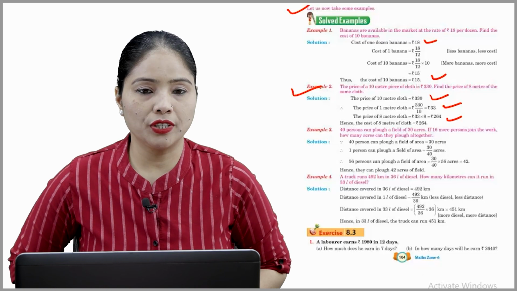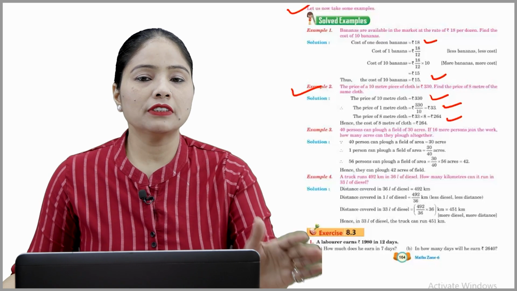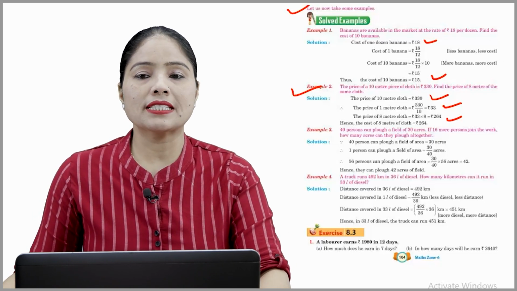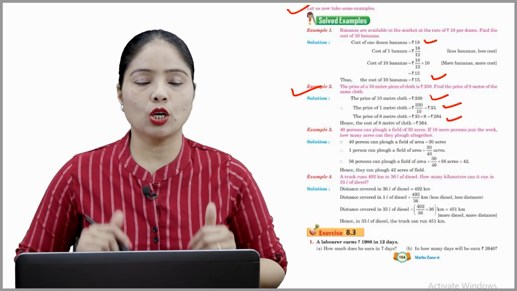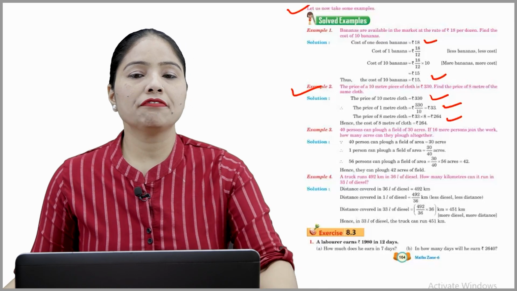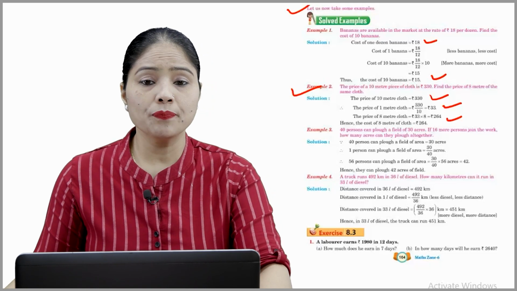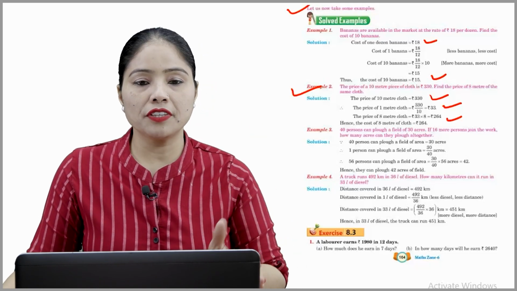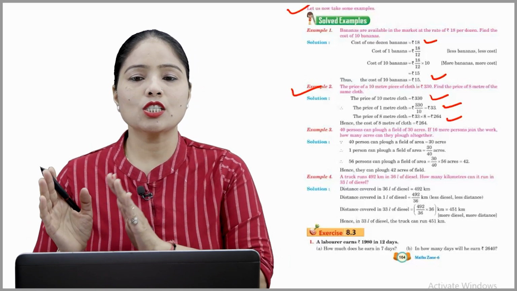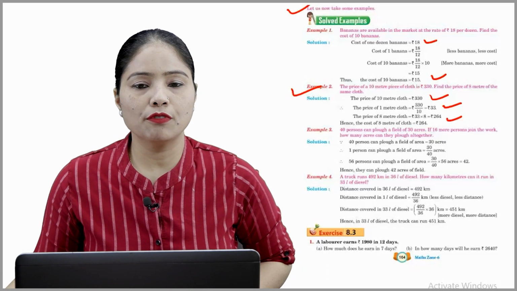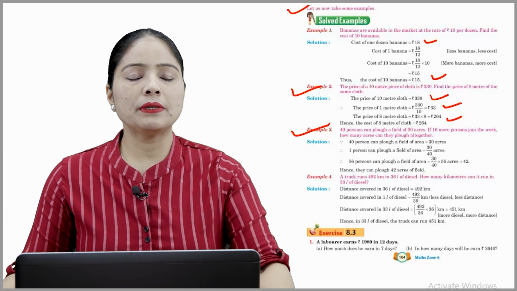Now example number 3. 40 persons can plough a field of 30 acres. If 16 more persons join the work, how many acres can they plough altogether? Solution. 40 persons can plough a field of area 30 acres. So 1 person will plough, just divide by 40. And we need to find out for 56 persons. So just multiply by 56 and the answer is 42. Hence they can plough 42 acres of field. Okay beta.